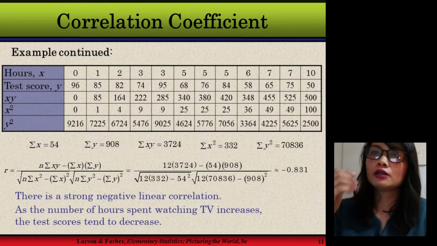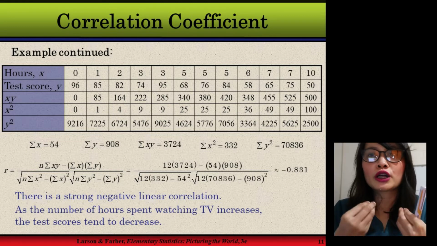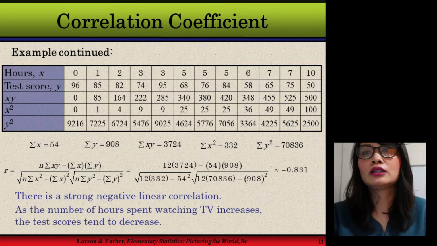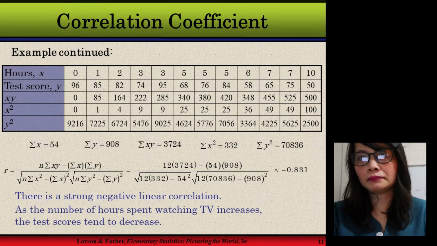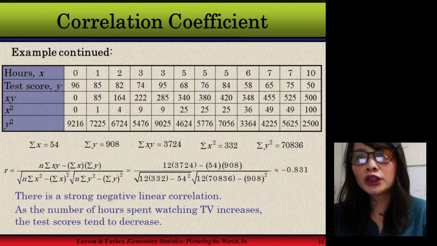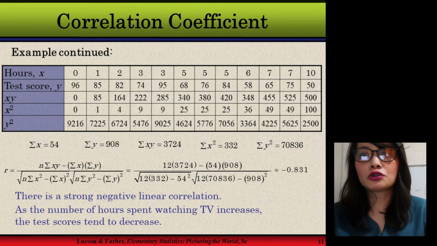We do have x for the number of hours, and the test score, you're referring to the y values. So how do you solve for xy? You need to multiply x and y. So 0 multiplied by 96, you do have 0. 1 multiplied by 85, you do have 85. And then so on and so forth.